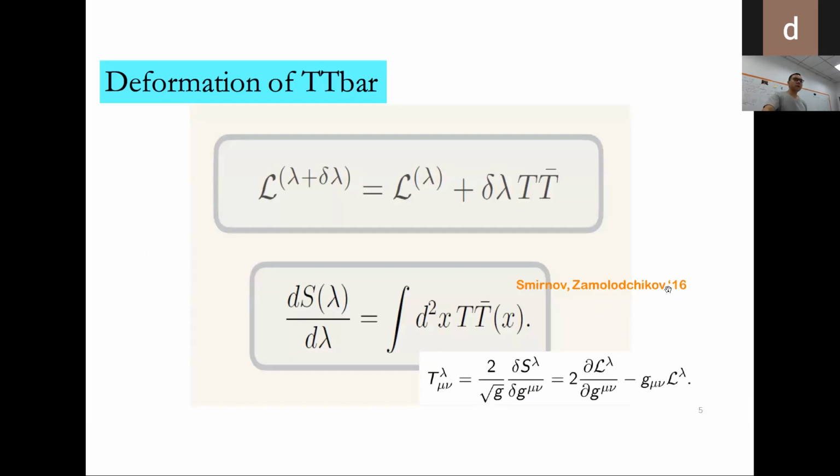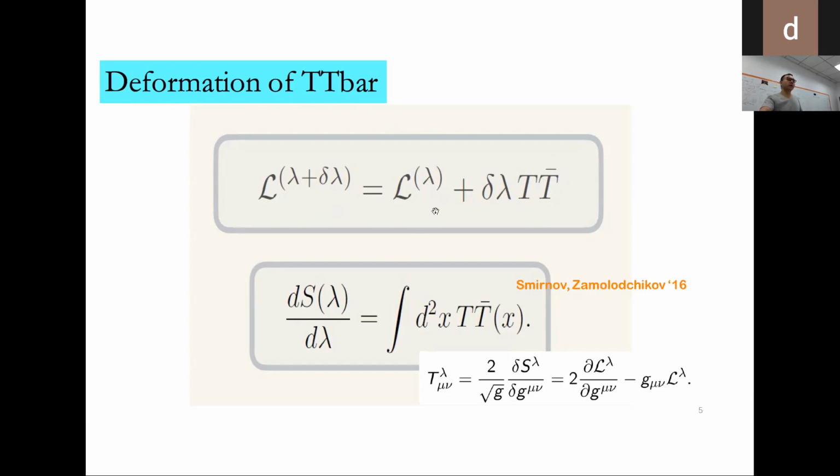Just 5 years ago, Smirnov and Zamolodchikov proposed that you can put such a TT bar deformation into the original theory. You can start from a so-called seed theory, add the TT bar deformation to the original Lagrangian, and after the deformation the Lagrangian will flow. Since the deformation parameter has a negative energy dimension, the deformation will flow up to the UV.